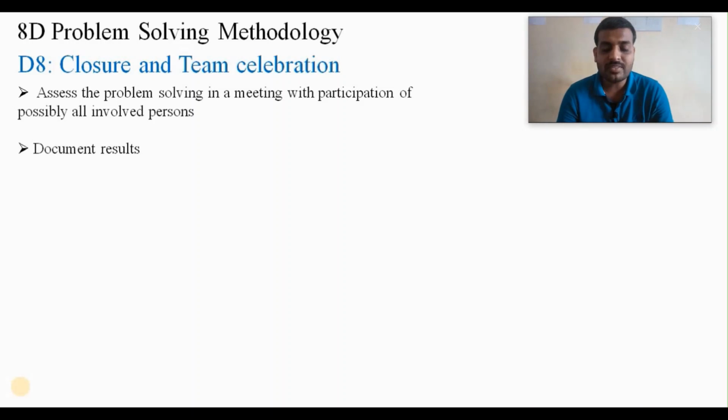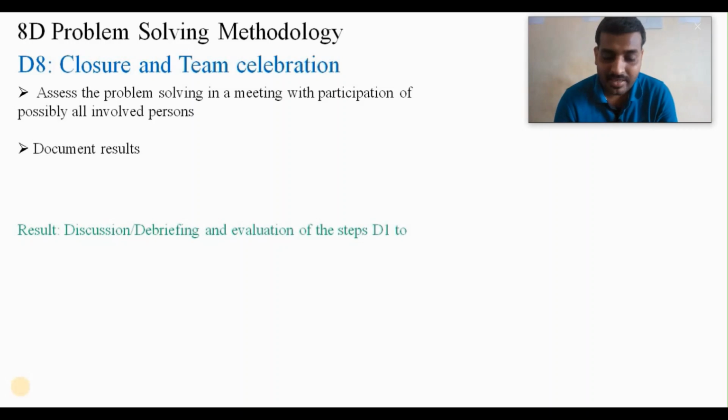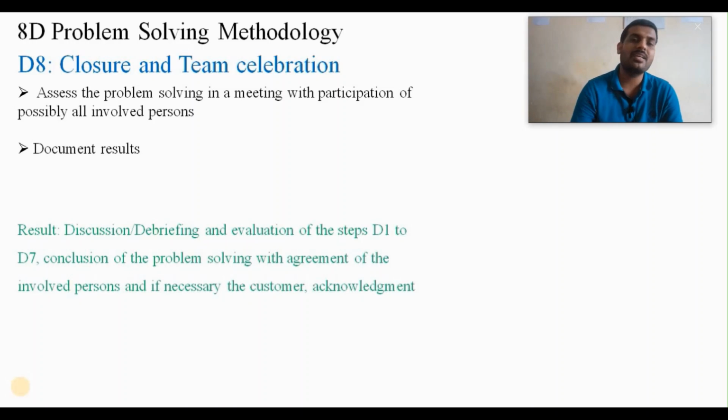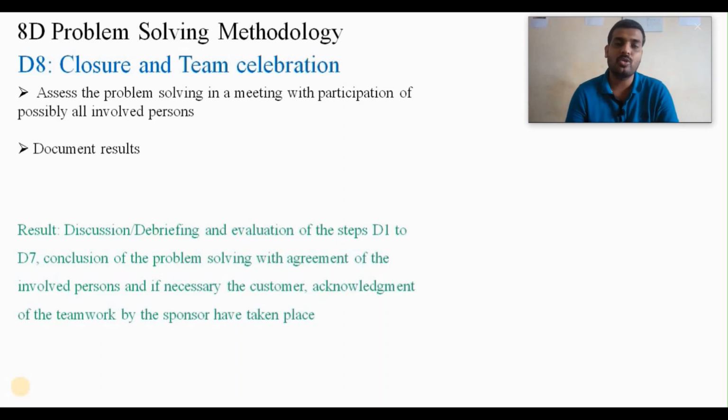The result of this final meeting will be a discussion, debriefing and evaluation of the steps from D1 to D7, and a conclusion of the problem solving with the agreement of all involved persons and, if necessary, the customer as well. Acknowledgement of the teamwork by the sponsor is to take place. So this is about the steps from D1 to D8.